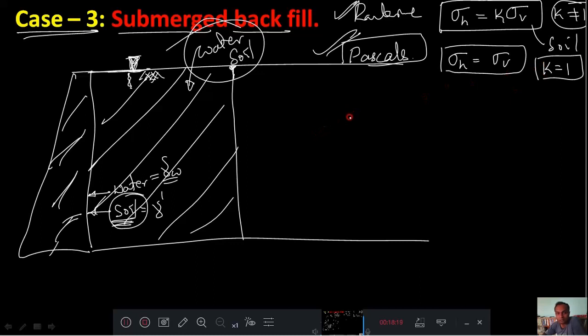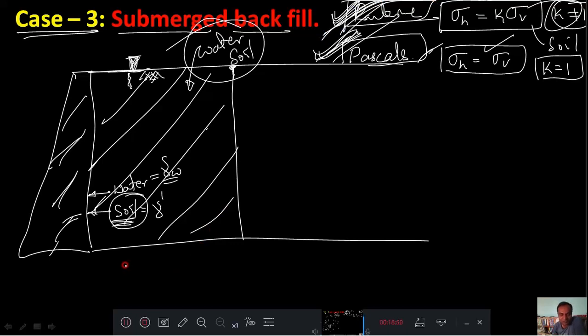There is a dilemma. There will be a fight between Rankine and Pascal. Rankine says there is soil, so I will multiply K. Pascal says no, you cannot multiply K to that because the water is there, and in water the horizontal and vertical stresses are the same, therefore I will not allow you to multiply K. Pascal says, how can you tell me that because soil is there, I have to multiply K? There is a fight between these two fellows.